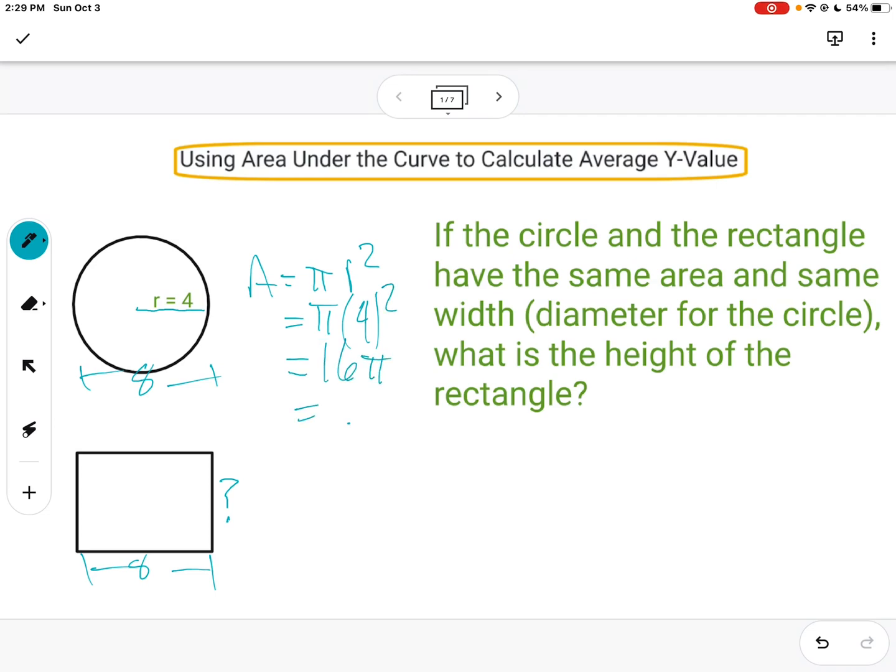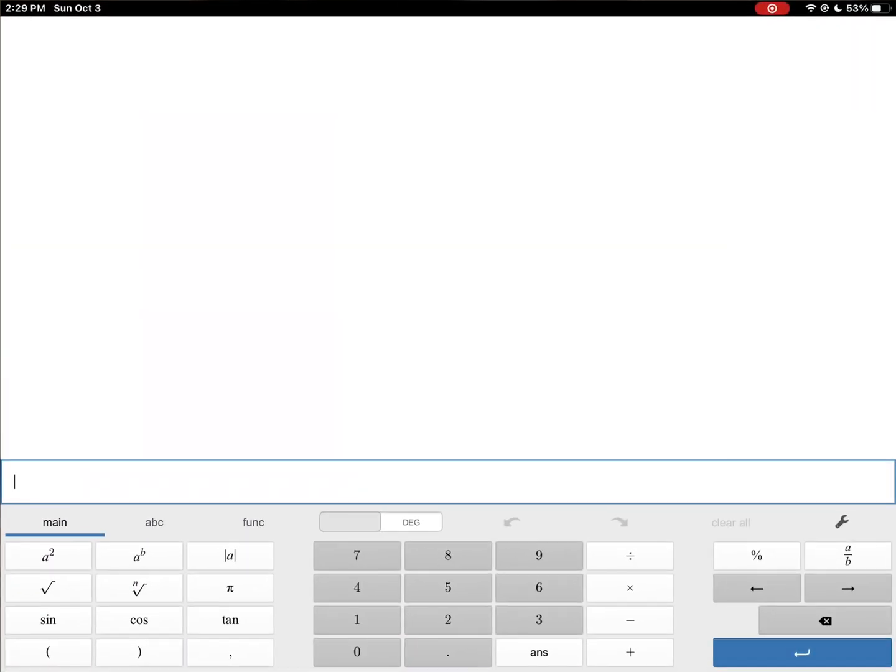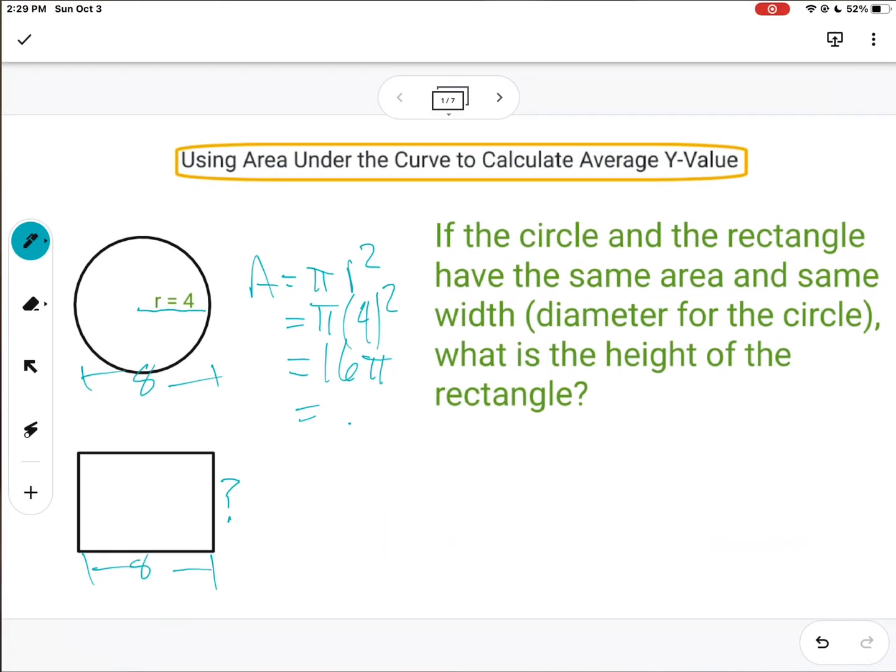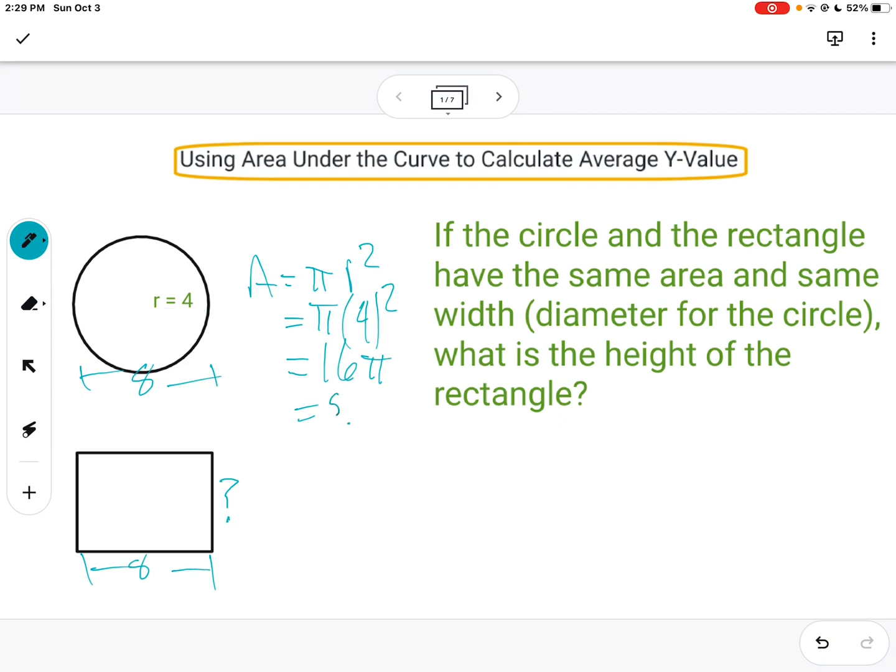Now pi is about 3, and 16 times 3 is about 48, but it's actually 3.14, so it's closer to 50. Well, let's use our calculator to make sure. If you don't have the black calculator, I would actually encourage you to use it. This is Desmos Scientific, by the way, which is free. So it's 16 times pi, and there it is, right there above tan. 16 times pi is 50.26, okay, 50.27. So we're going to go back to this. So about 50.3. Okay, that's the area.